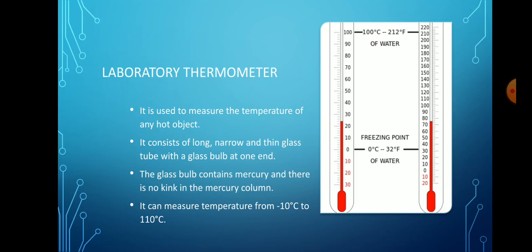Now, we should learn about laboratory thermometer. It is used to measure the temperature of any hot object in the laboratories. It consists of long, narrow and thin glass tube with a glass bulb at one end. The glass bulb contains mercury and there is no kink in the mercury column. It means whenever we remove the thermometer from the hot object, the mercury falls down immediately.